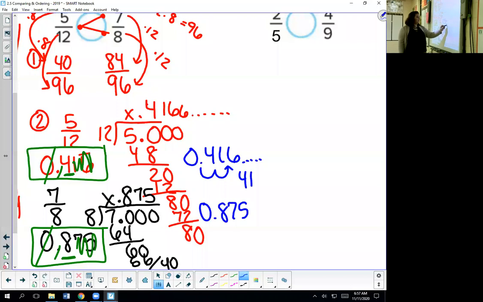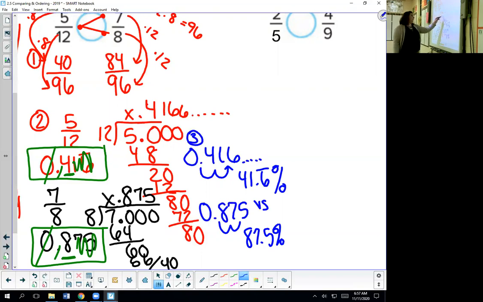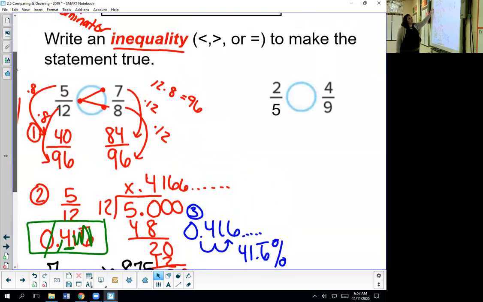And this would be 41.6 repeating percent versus, boom, boom, 87.5%. So if you got a 7 out of 8 on your test, that is way better than a 5 out of 12. Well, 5 out of 12 is less than half, so you could also think about it that way. Again, whatever method you choose, technically this is a third method. Am I going to show you every single way in full detail? No, I will not. Let's look at another one, just to get the point across.